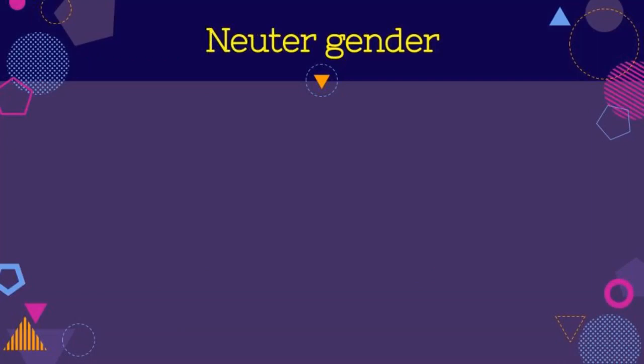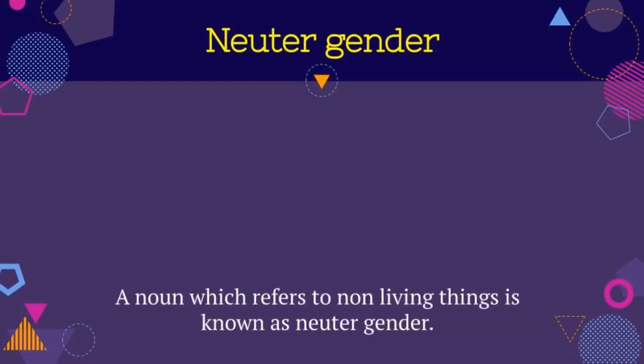Okay students, now we are going to see the fourth type, neuter gender. Neuter gender means a noun which refers to non-living things. It means we are going to refer to objects. Neuter gender means a noun which refers to lifeless objects. It is known as neuter gender.